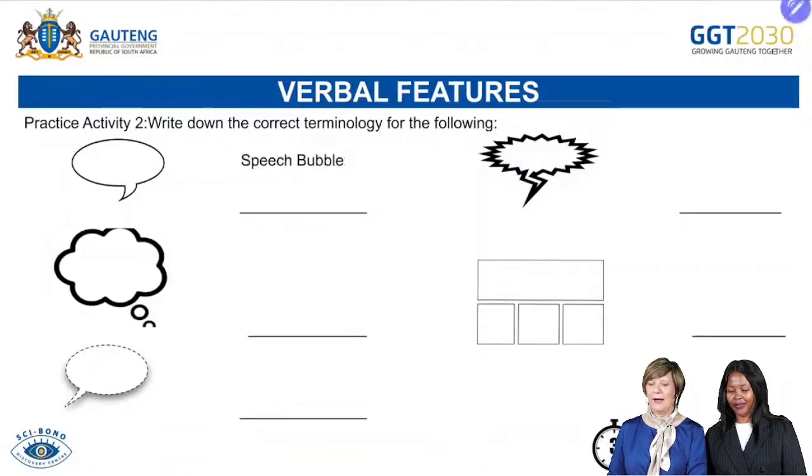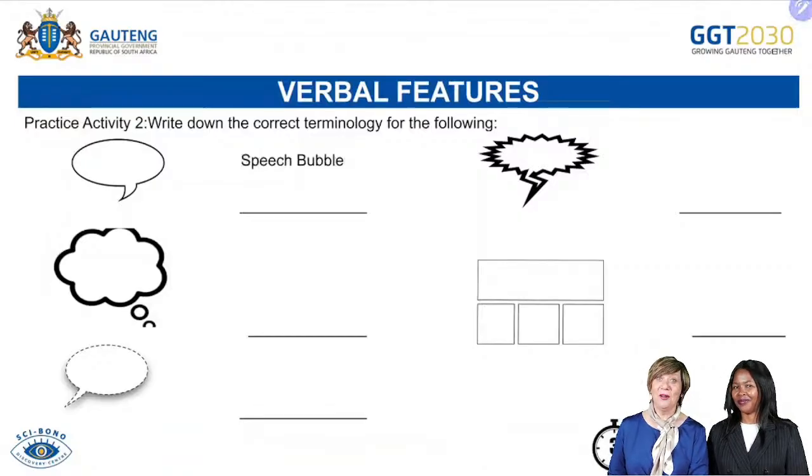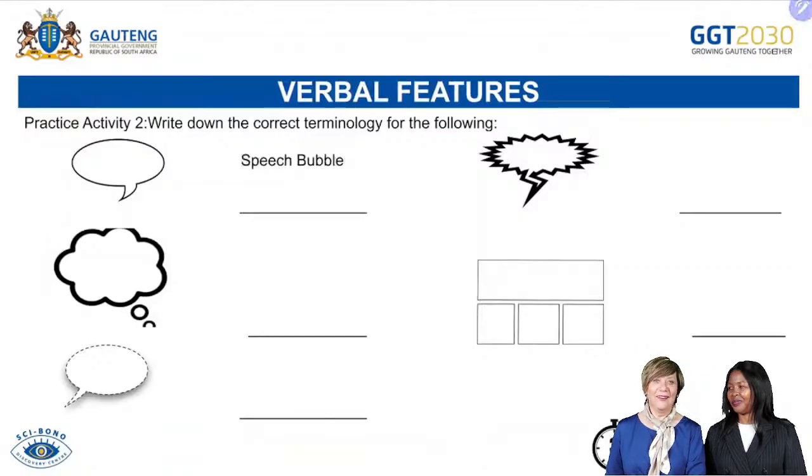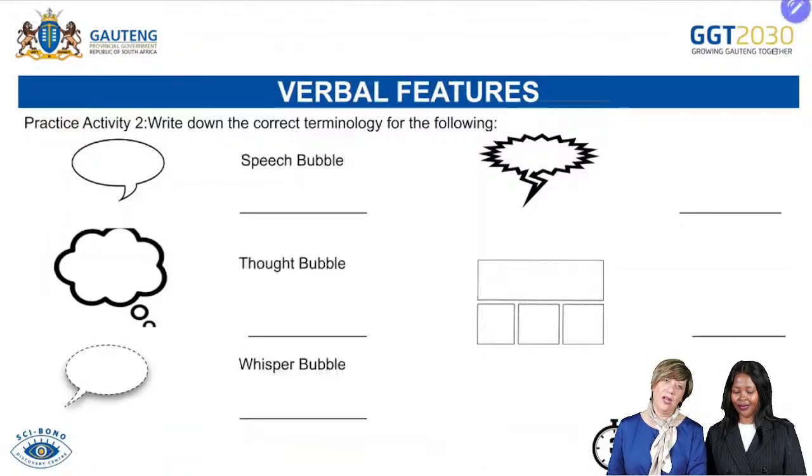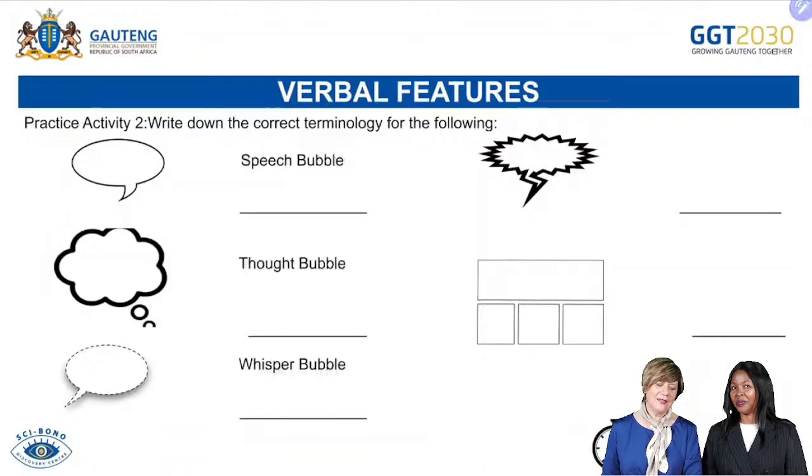Hello and welcome back. We are busy discussing cartoons and we got you stuck on terminology. Let's see if you know these ones. So the first one, solid line, is obviously a speech bubble. And the next one that looks like a little cloud is obviously a thought bubble. And the third one, did you get that one right? So as you can see, it's not a solid line, it's dotted line, and that's called a whisper bubble.